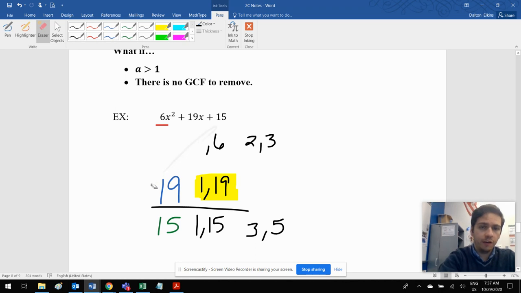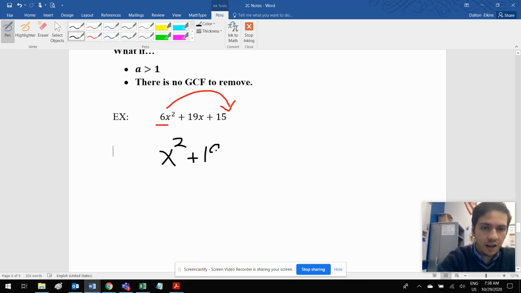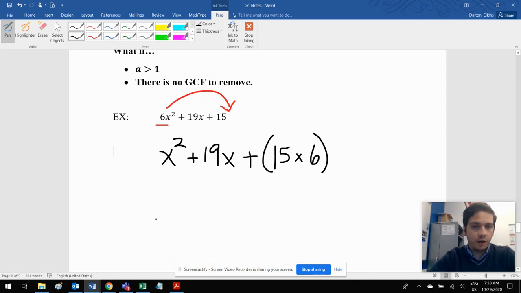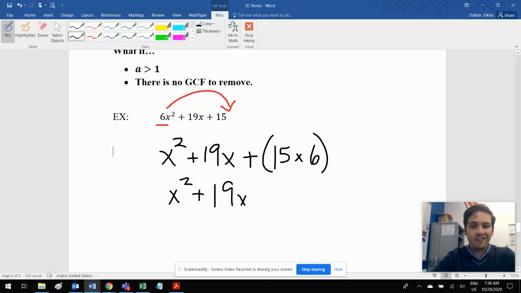I'm going to go ahead and erase all this here. To do the swing method, we are going to take this A, which is 6, and we're going to swing it over to the 15. And by swing it over, I mean we're going to multiply it. So I'm going to go ahead and rewrite this now as x squared plus 19x plus 15 times 6. Okay, so let's go ahead and calculate 15 times 6. I could take out a calculator, I could do 15 times 6, that's 90.